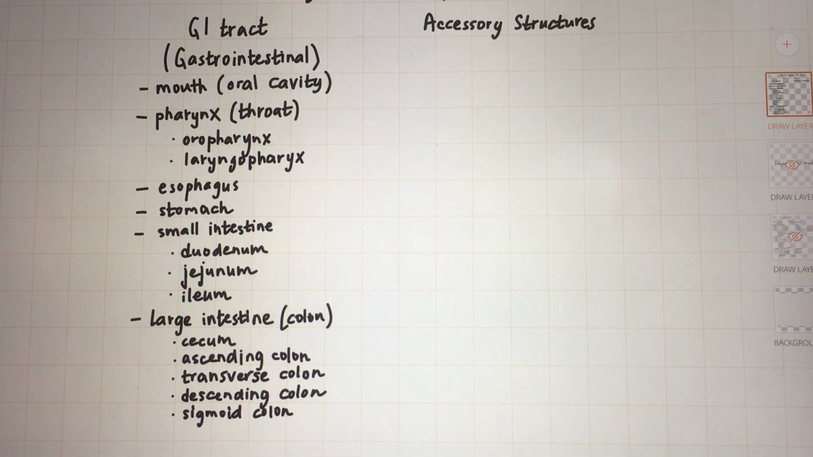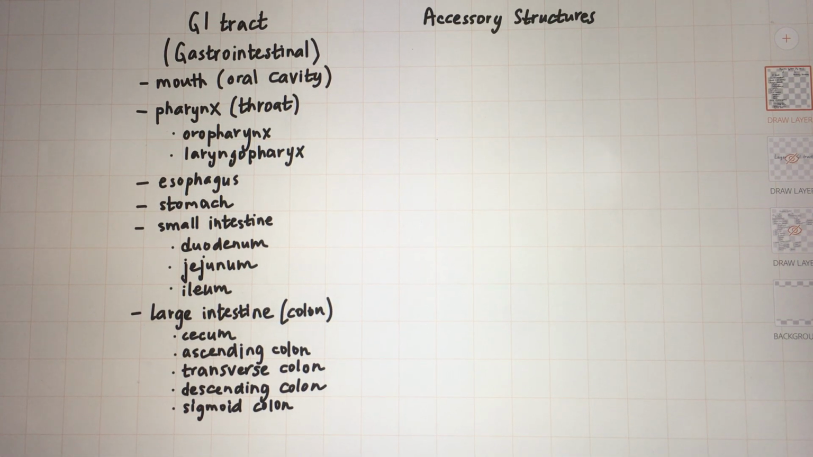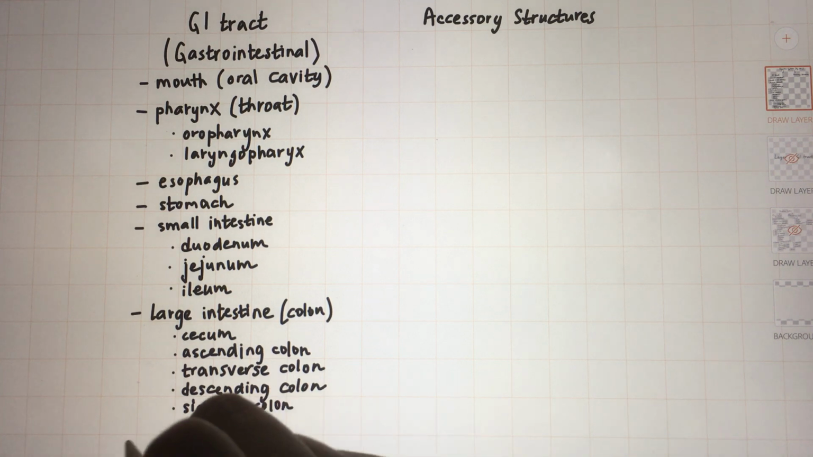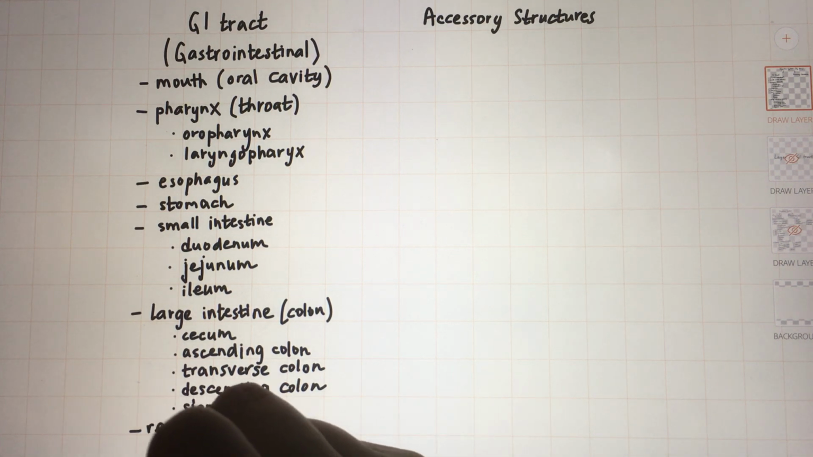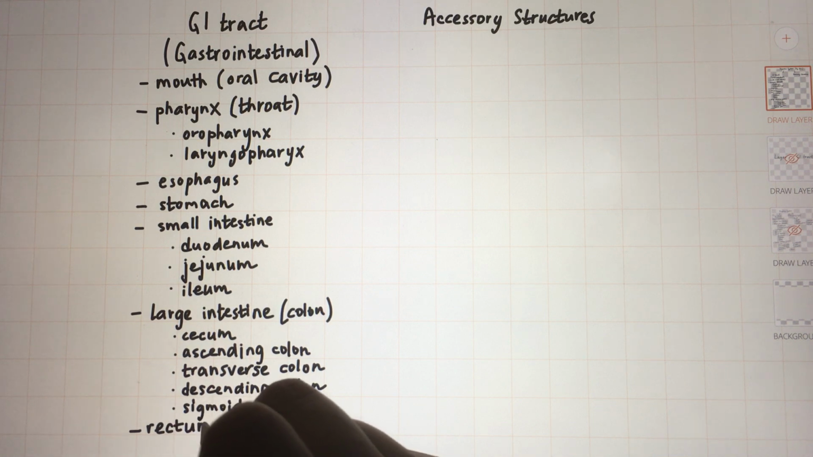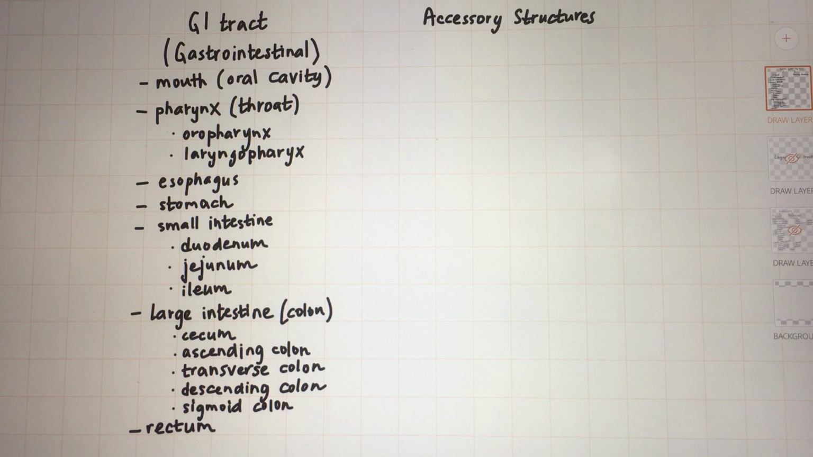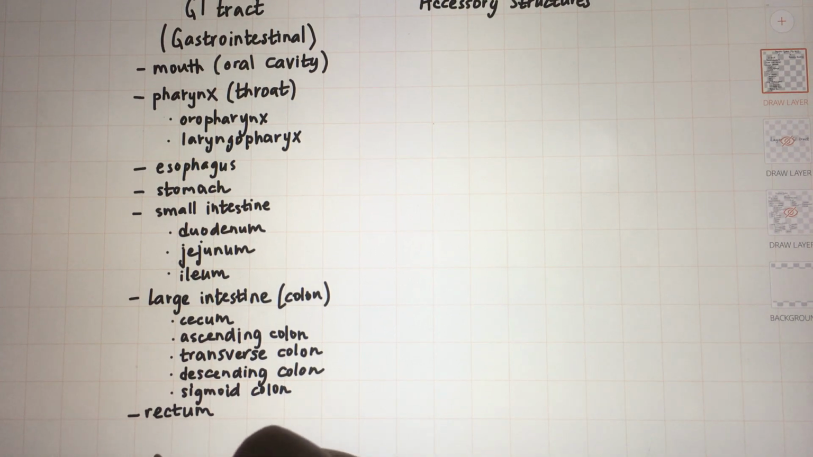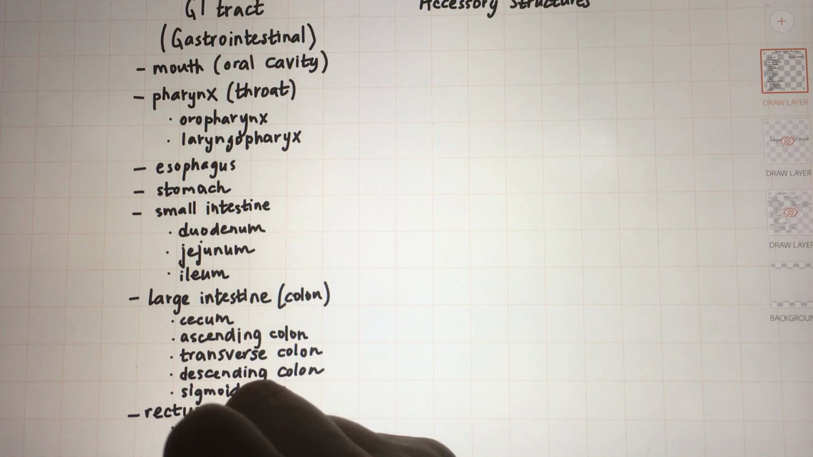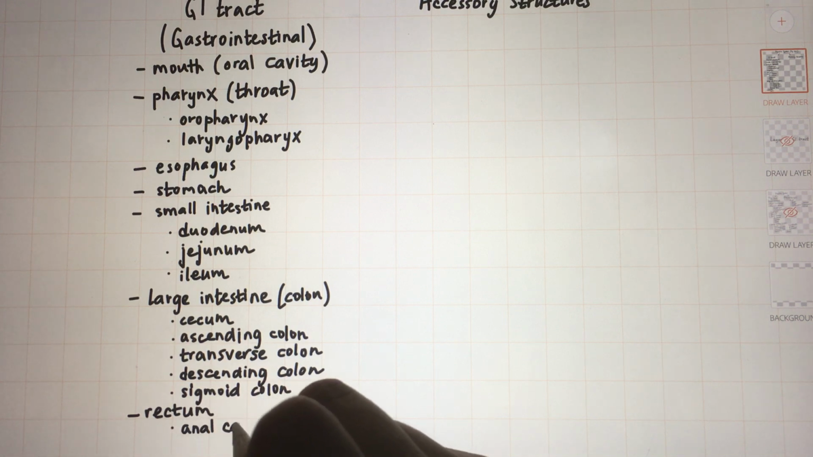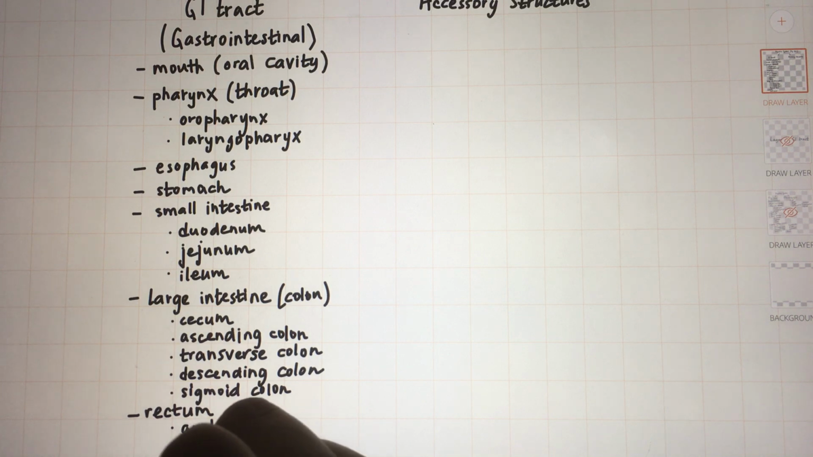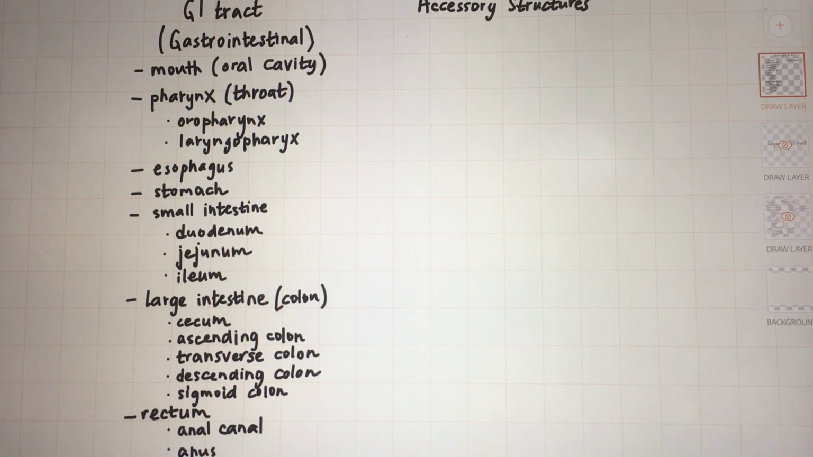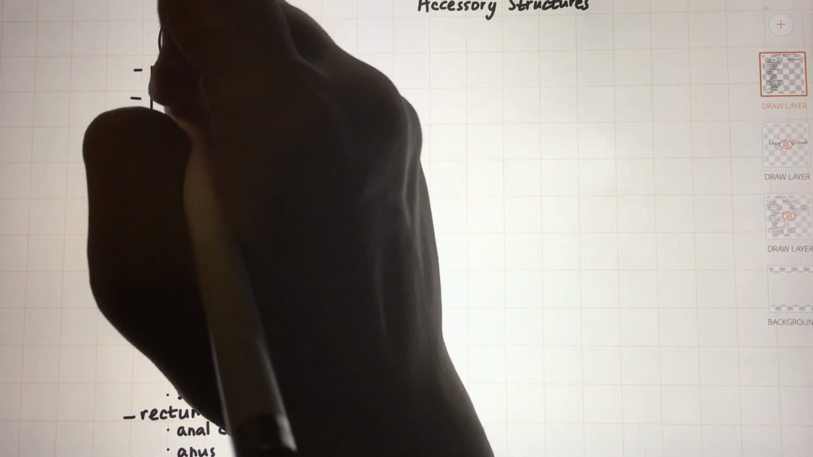Finally, the last part of the GI tract. I think I said the large intestine is the last part, but it's actually the rectum that is the last part. The rectum is the straight vertical portion, continuous from the large intestine. At the end of the rectum, it becomes more narrow, and this part is called the anal canal that opens up to the outside via an opening called the anus that is controlled by a sphincter muscle to keep it closed. Now, the GI tract is the first part of the digestive system.